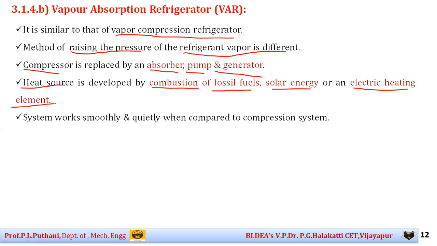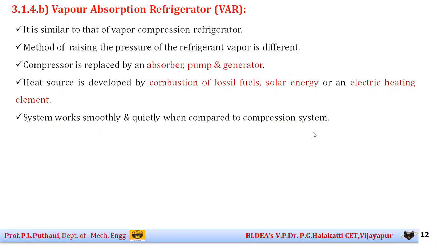When we are using these devices, the absorber, pump and generator, this system, the vapor absorption refrigerator, runs smoothly. We don't have any moving parts like the compressor. In the compressor, we have a piston and cylinder arrangement which reciprocates continuously. There are sliding parts, and as a result a lot of noise and disturbance is developed. But here, as we don't have a compressor, the system works very smoothly and quietly when compared to the compression system.